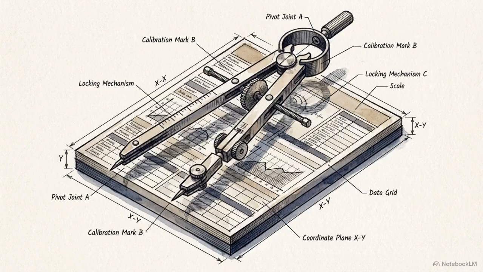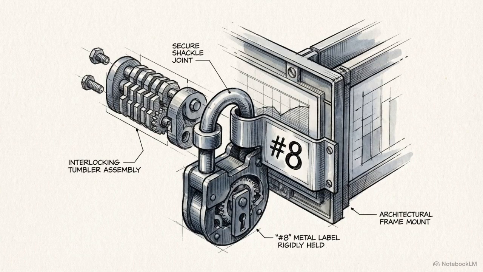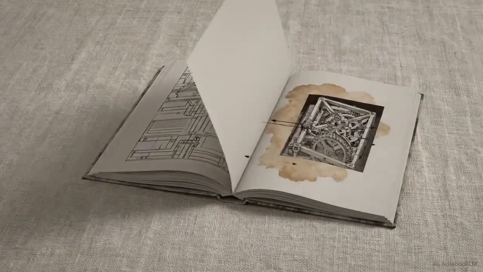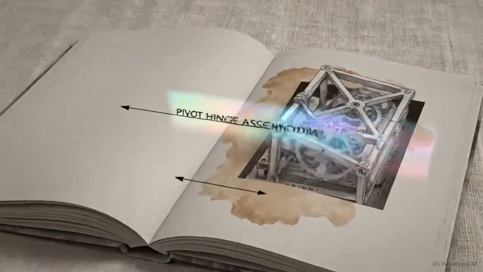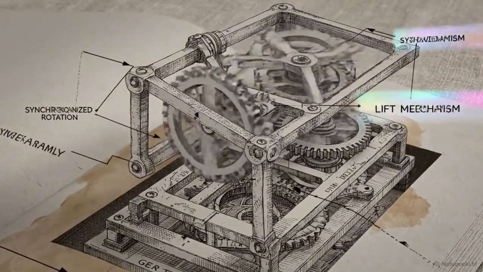In the results section, you must apply the absolute referencing rule. Do not use relative directions such as the table below or the chart on the right. Journal typesetting rearranges the final layout, rendering relative directions useless. Every visual must be hard-coded with a specific numerical identifier, such as Table 8. The methods and results sections function as a self-contained instruction manual. This leaves zero ambiguity regarding how data was harvested and categorized.